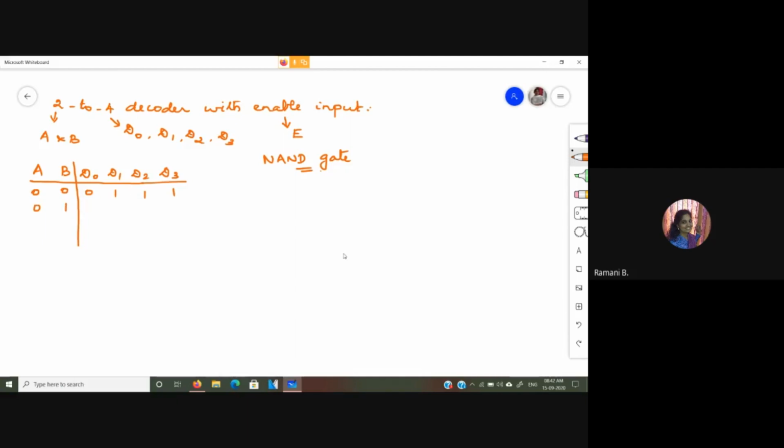For 0, 1, this will be 1, 0, 1, 1. And for 1, 0, except for D2, all others will be 1. And for 1, 1, this is going to be 1, 1, 1, 0. This is the case if I am going to implement it using NAND gate. If I am going to implement this using AND gate, the output zeros and ones have to be reversed. Okay. So now with this table itself, we shall include an enable input.